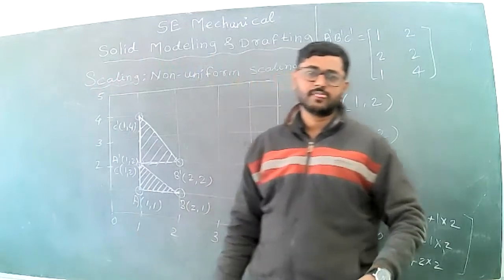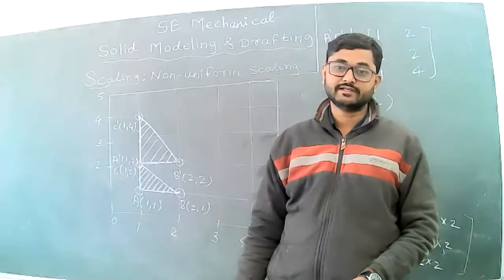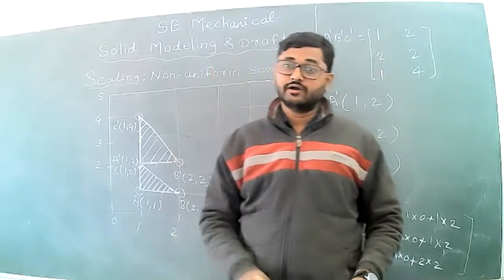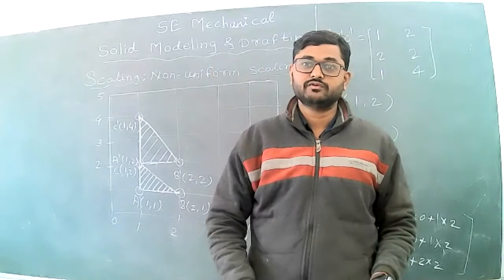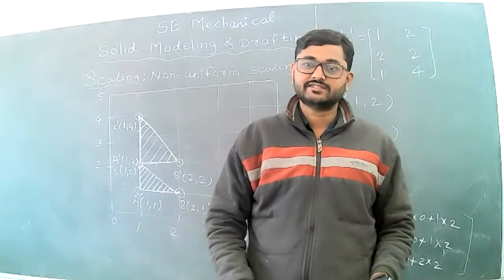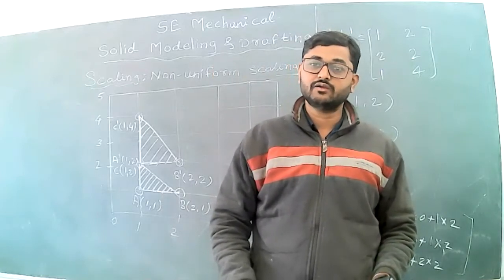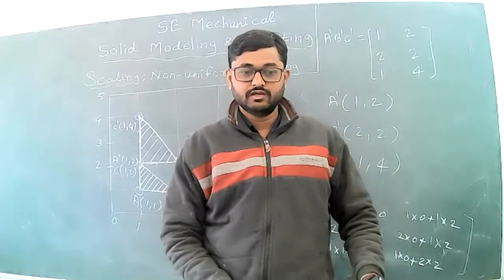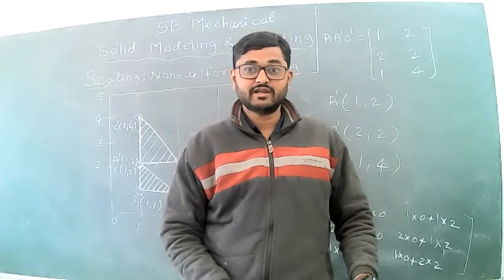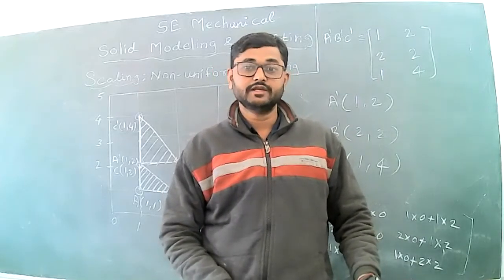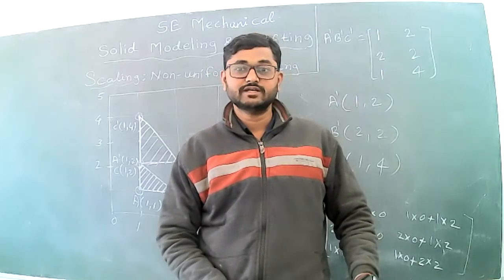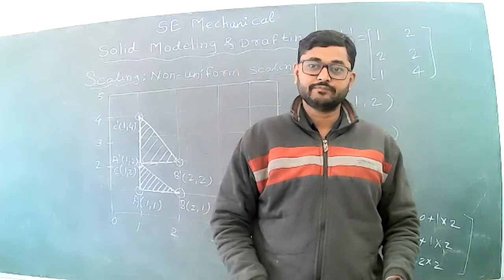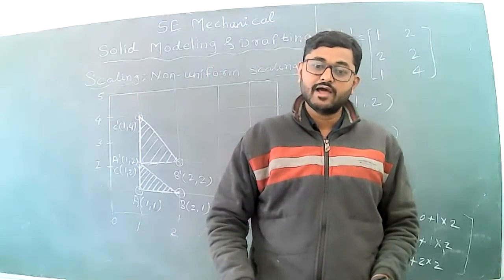So this one is the example of scaling, that is non-uniform scaling. And in uniform scaling, if the scaling factors Sx and Sy are greater than 1, then it increases the object size. If the scaling factors Sx and Sy are less than 1, then it decreases the object size. So this is all about scaling and the types of scaling.